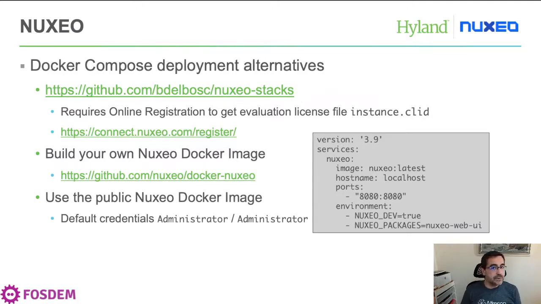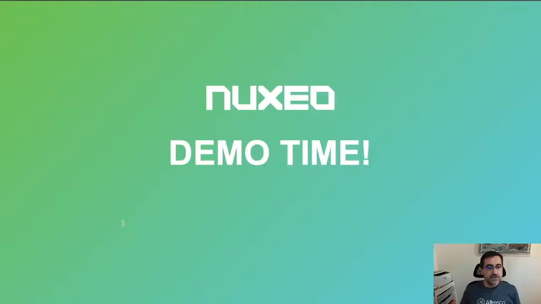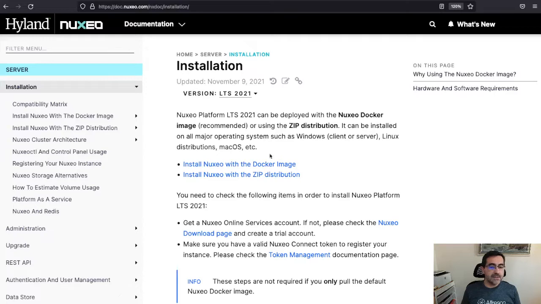but if you don't want to follow that way, you can even build your own Nuxeo Docker image, just adding some customization and some services to your deployment, or you can use the public Nuxeo Docker image. That image is so simple to create, and this is the method we are going to use in this demonstration. And also remember that default credentials are Administrator instead of admin for the use case of Nuxeo. So let's start with that demo, and we are going to start reviewing the different methods to deploy Nuxeo.